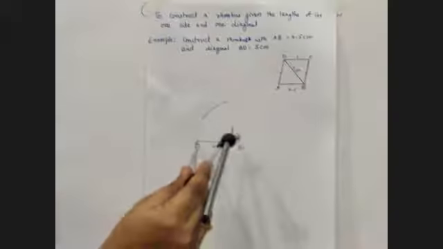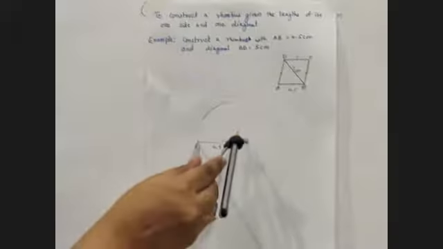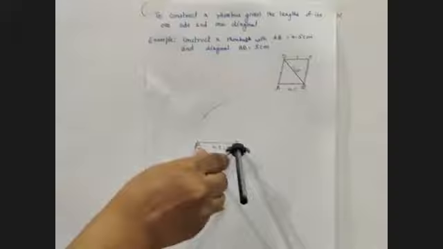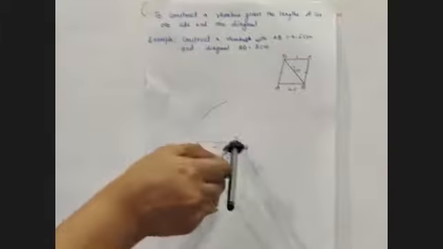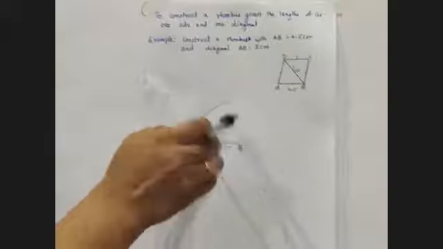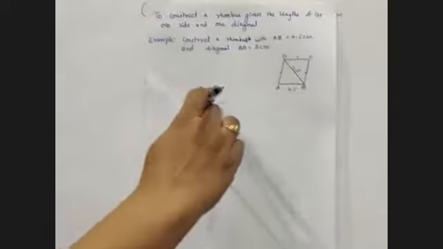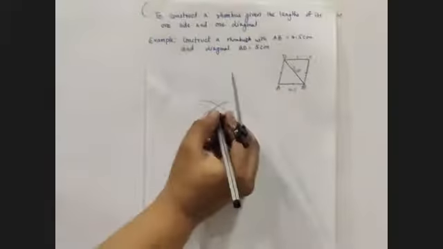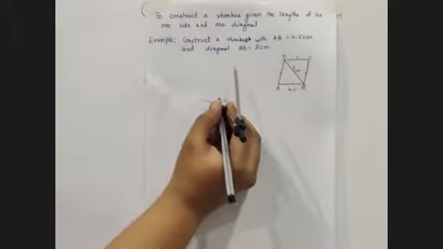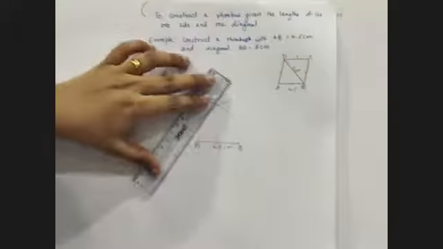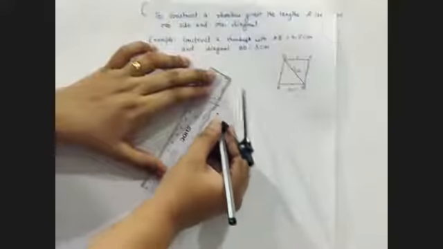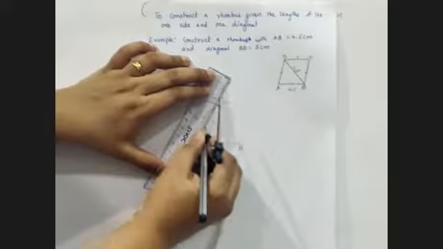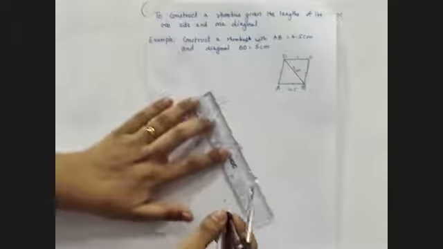Now measure this 4.5 and cut the arc. Right? So this will be my point. First vertex we have got. So this is my point B and we will join this. And we will join the BD also.